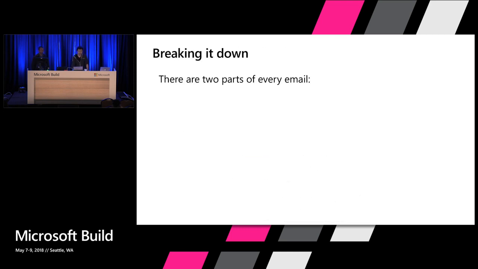When you break down the actual email itself, it really falls into two parts of every email, right? The first one is the intent. What do you want the user to do when you send an email? The second one is the resulting action. And with the action, it's how do you make this easy for the user to take action on that intent?